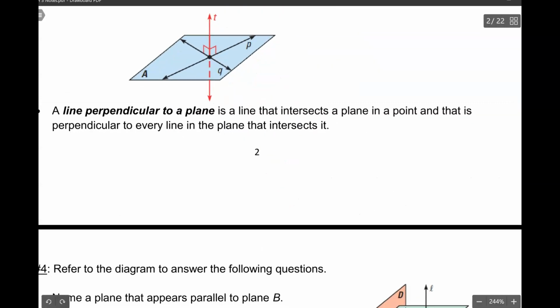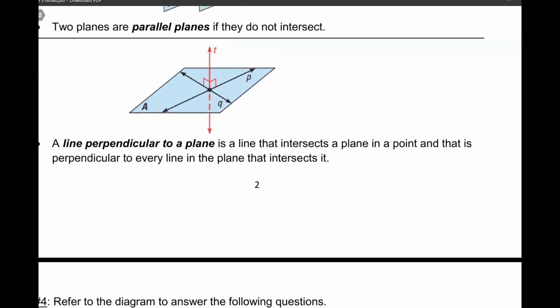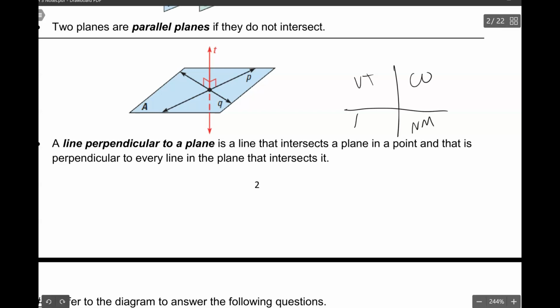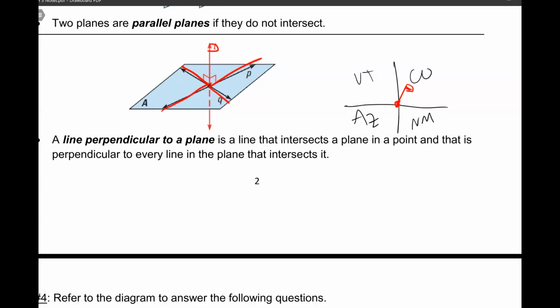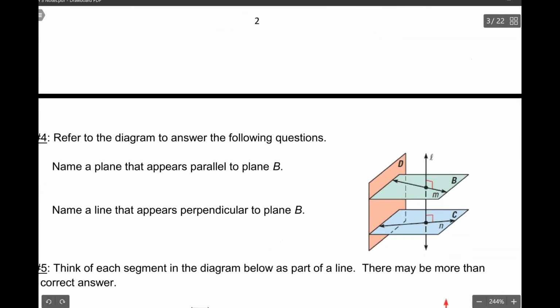A line perpendicular to a plane is a line that intersects the plane at a point that is perpendicular to every line in the plane that intersects it. So I think in class I talked about the Four Corners: Utah, Colorado, New Mexico, Arizona. There's a little flagpole right there that comes straight out of the ground. Well, that flagpole is perpendicular to the state lines because all the state lines intersect right there at the four corners. So it would be perpendicular to all of those.